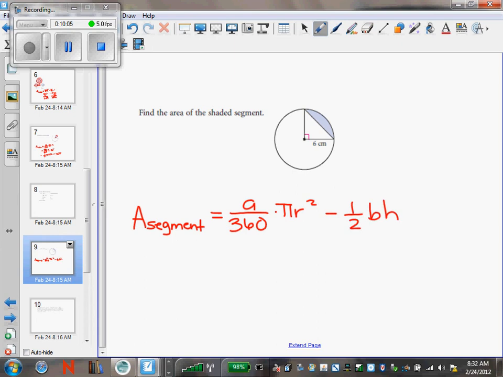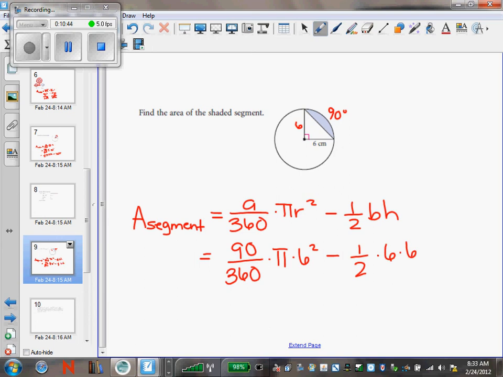Now, if we look at our picture, this radius is 6, so that means this radius over here is also 6. We have a central angle where the angle is 90, so that means the measure of this arc is also 90. So I'm going to have 90 over 360 times pi times 6 squared for the area of my sector. Then I'm going to subtract out the area of my triangle, which is 1/2 the base, which is 6, and the height, which is 6.